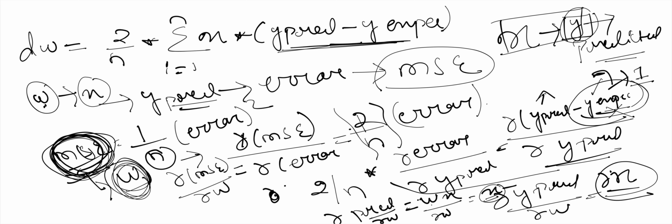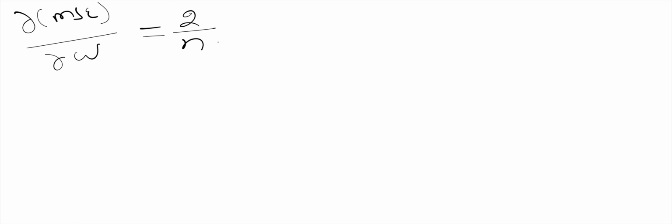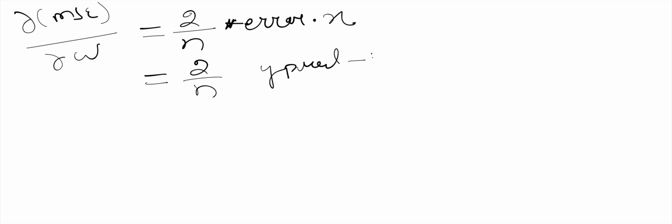So now let me write this thing properly. d of MSE by dW is equal to 2 by n, correct, then into our error, into X. So now 2 by n, what is our error? y prediction minus y expected, and X, right?